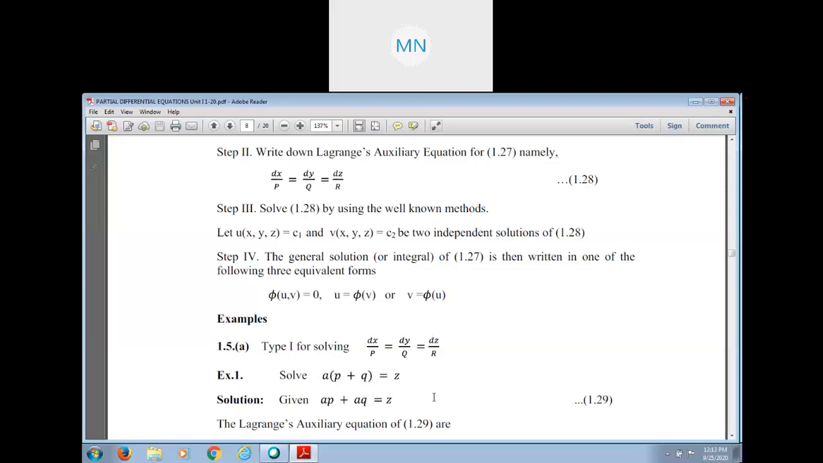If small p and q arise, then remember that you have to use the Lagrange method to solve that particular equation.